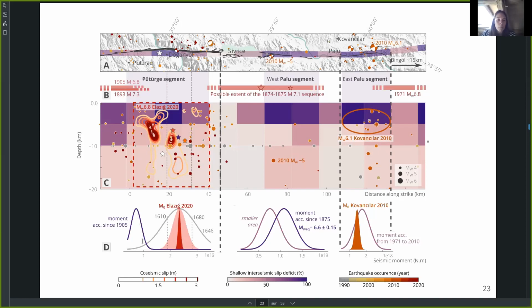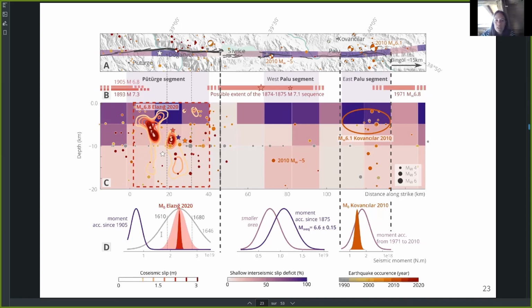In this case, we compare the moments that have been released or accumulated. If we look at the segment affected by the Elazığ earthquake, you can see that the moment released by the event is way larger than the moment that has been accumulated since the last historical rupture. So the first thing to say is that this historical rupture probably did not rupture this portion of the East Anatolian fault, and that the Elazığ earthquake actually ruptured the seismic gap.